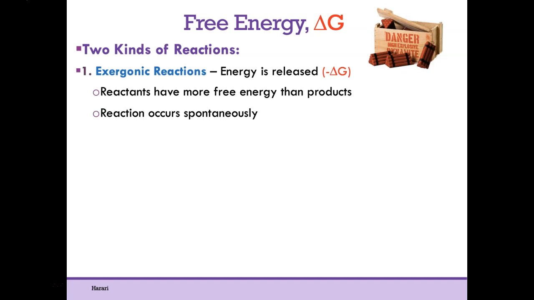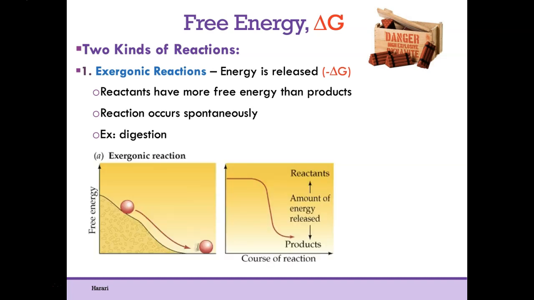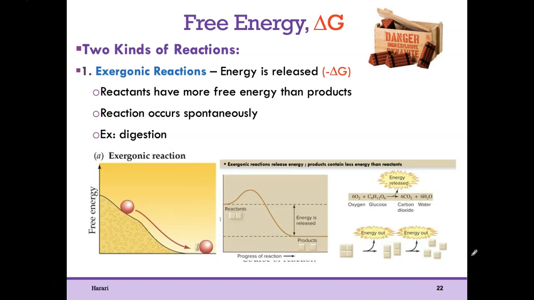And that kind of reaction occurs spontaneously. So exergonic reactions happen on their own. It's almost like dropping a ball from high energy, right? If you drop a ball at high energy, it automatically goes from high to low. That's the same idea with an exergonic reaction. An exergonic reaction releases energy, and the products contain less energy than the reactants. So cellular respiration is an example of an exergonic reaction because we're releasing energy from glucose.